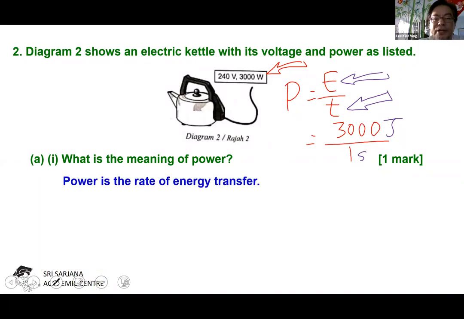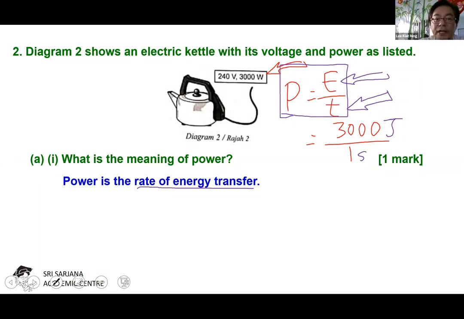Power, you can answer like this: power is the rate of energy transfer. This is the one. Rate of energy transfer. Power is the rate of energy transfer.